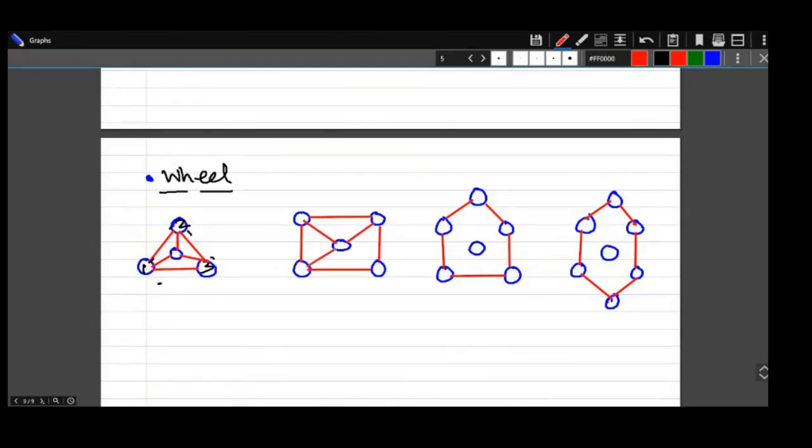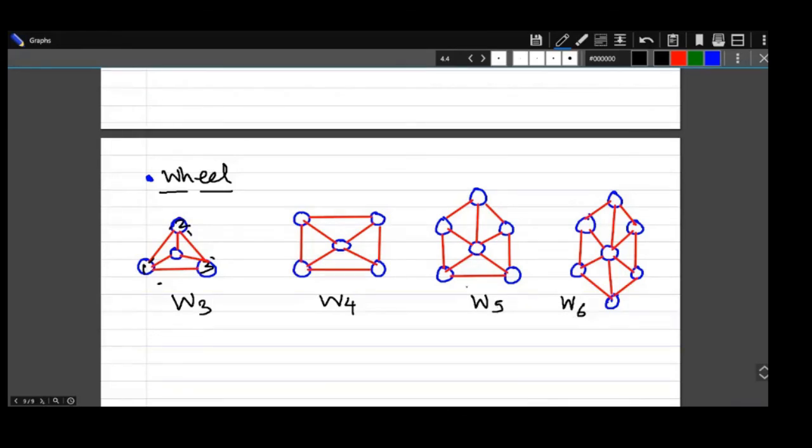You can see it as a kind of steering type or a wheel type where you have all the spokes connected to the central vertex. Okay? It's just a kind of design in the graph. So this is your W3, this is W4, this is W5, and this is W6.